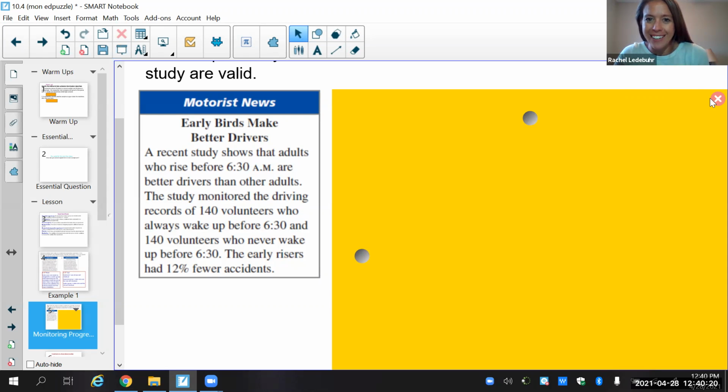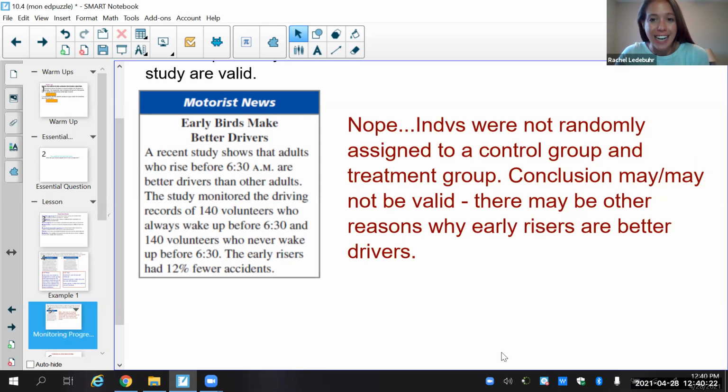Hopefully you said no, this is not included in that category because individuals were not randomly assigned to a control group and a treatment group. It's just what they do. They weren't assigned to that. So the conclusion may or may not be valid. There may be other reasons why early risers are better drivers. If you have a question on that, drop that in the Edpuzzle.